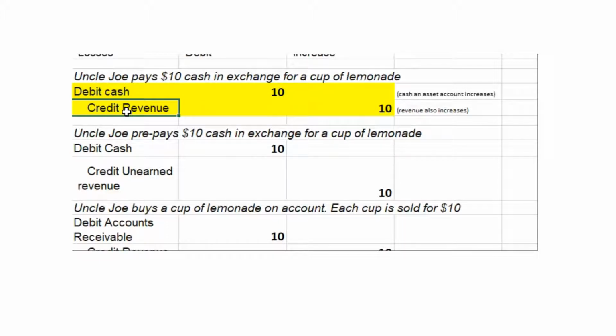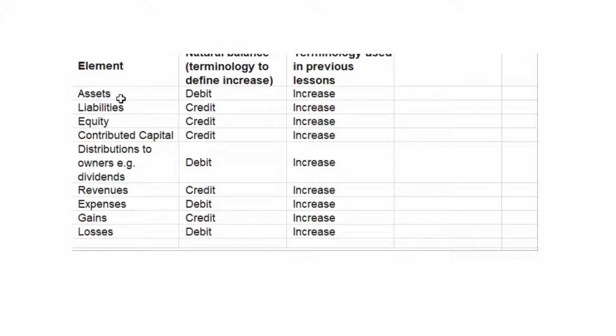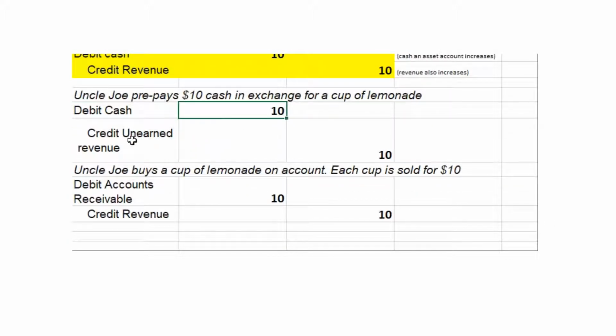Okay, let's look at another example. Uncle Joe prepays $10 cash in exchange for a cup of lemonade. Well, when we're prepaying, it means he hasn't gotten the lemonade yet. So it's an unearned revenue. So I got my cash, which is an asset, and I got my unearned revenue, which is a liability. So I look up here for cash as an asset, debit to increase. My unearned revenue, what do I have to do? It's a liability account, credit to increase. So I debit my cash $10, and I credit my unearned revenue for $10.